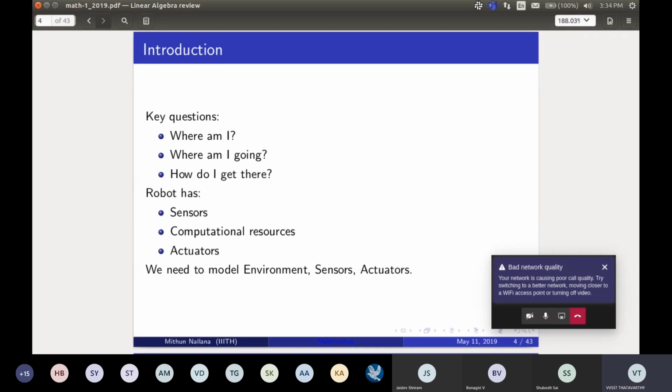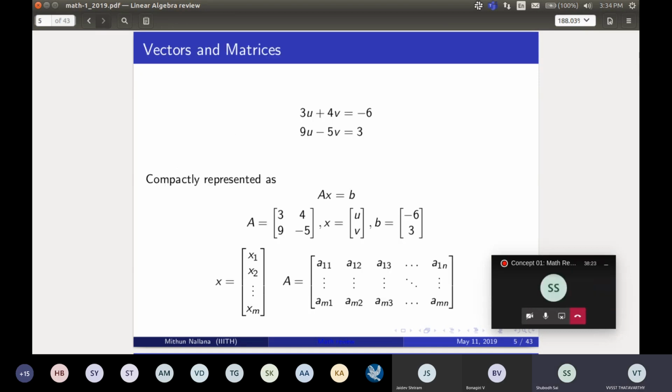It says bad network quality. Am I audible right now? Yeah, it's quite clear. You can go ahead.